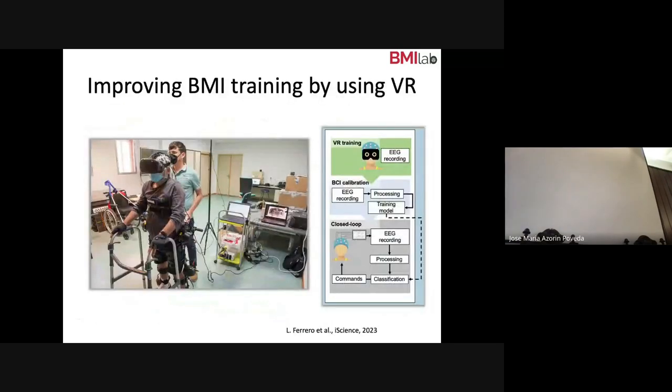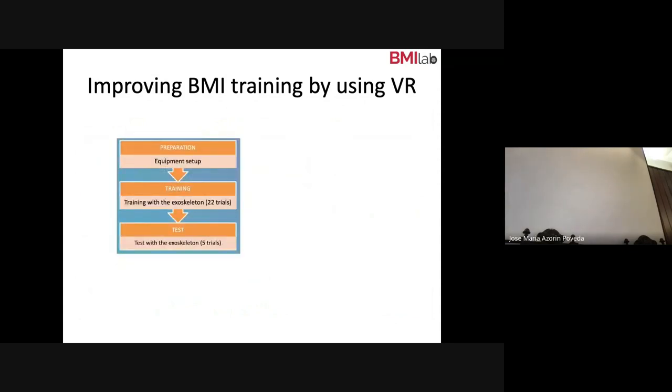So for that reason, we developed a different way of training the system that was based on virtual reality. Basically, what we did primarily is this kind of protocol. First of all, we put all the devices over the patient. I have to recall, we have to put the exoskeleton, we have to put the EEG system, etc. We have to put the gel. And after that, we perform training with the exoskeleton, basically around 22 trials in the case of the patient. And after that, we perform 5 trials.